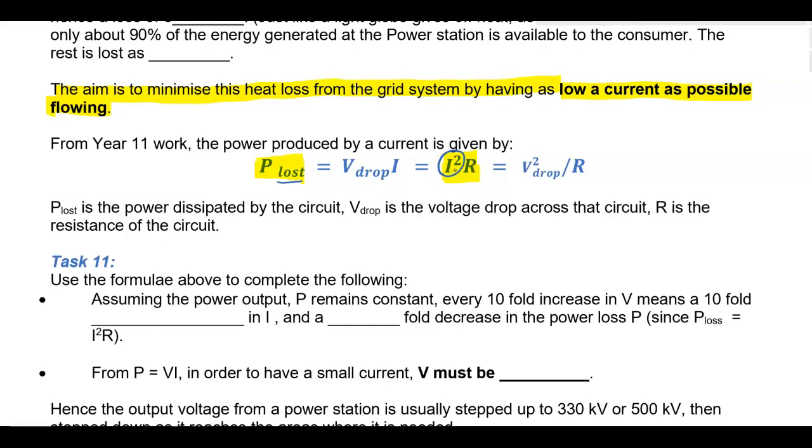So you must minimize the current, because the loss is proportional to its square. If we double the current, we quadruple our heat loss. 10 times the current is 100 times the heat loss. So that's a really critical factor.